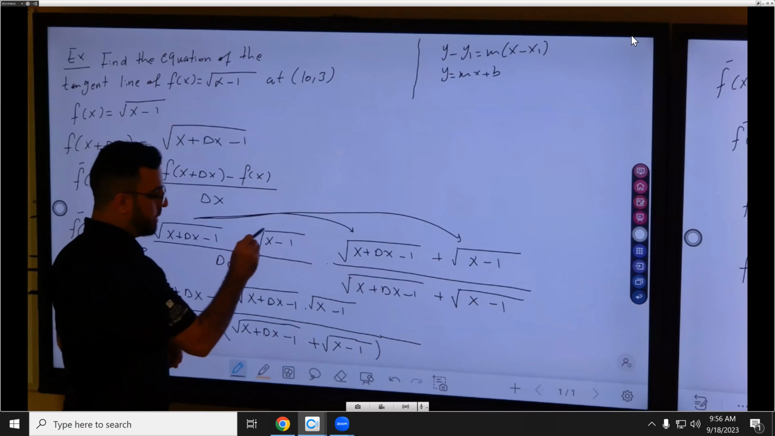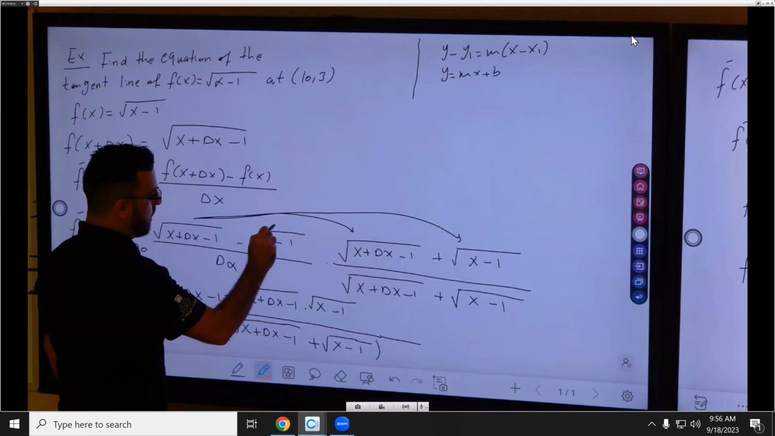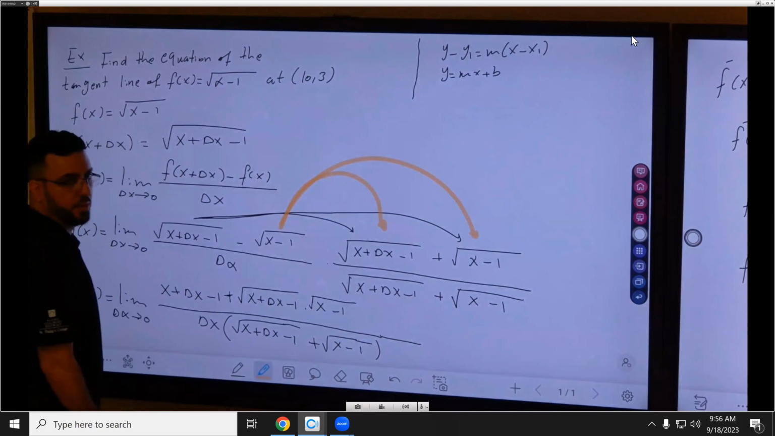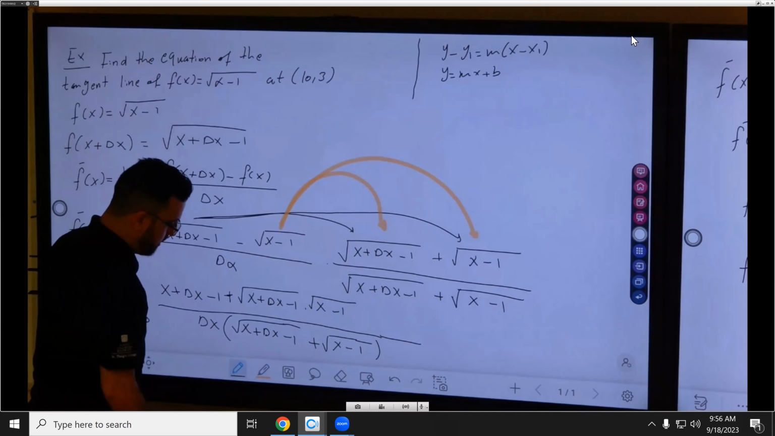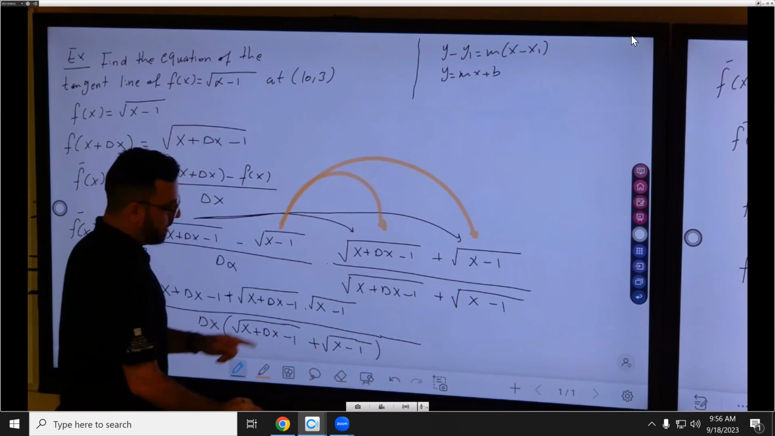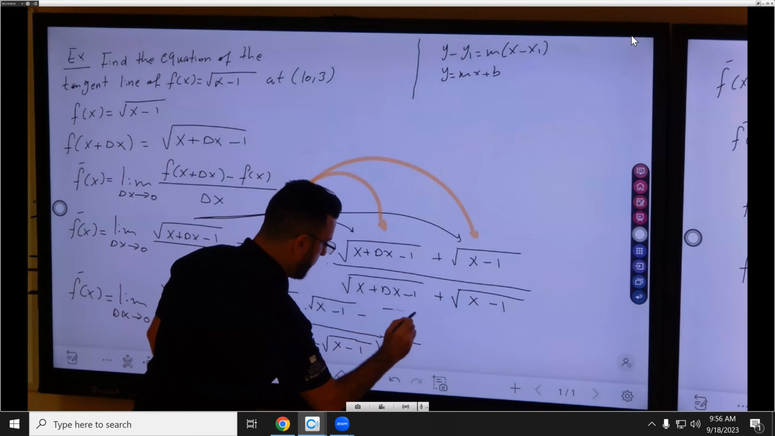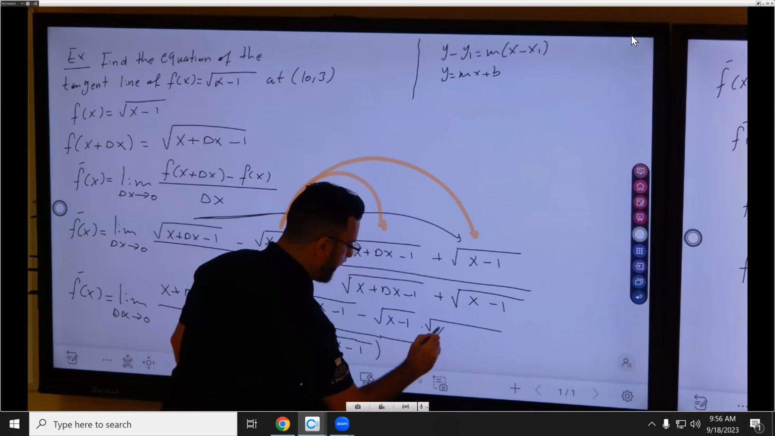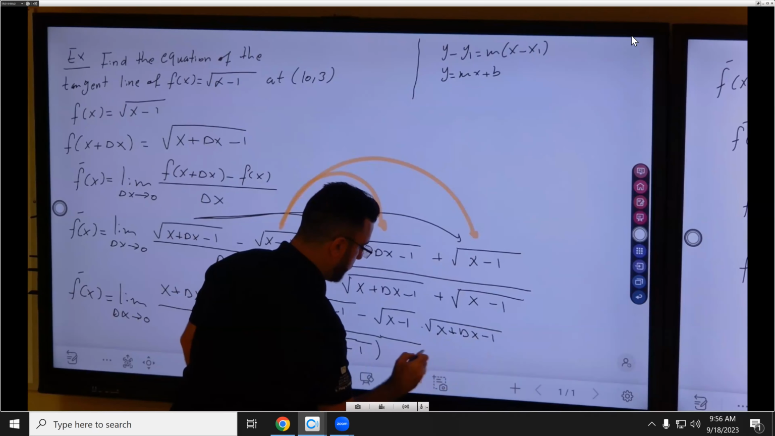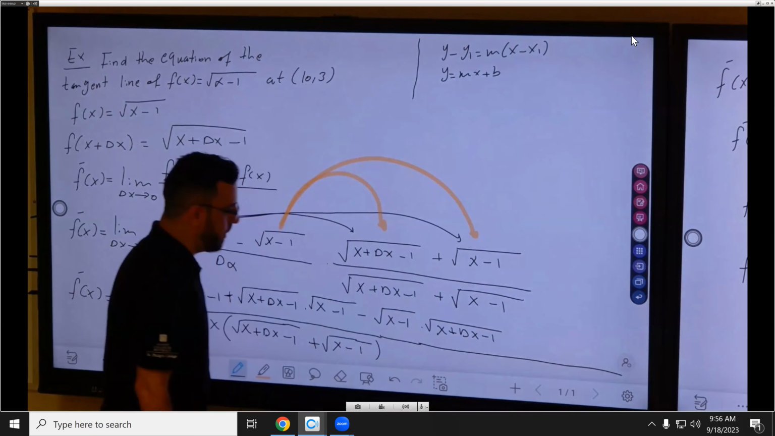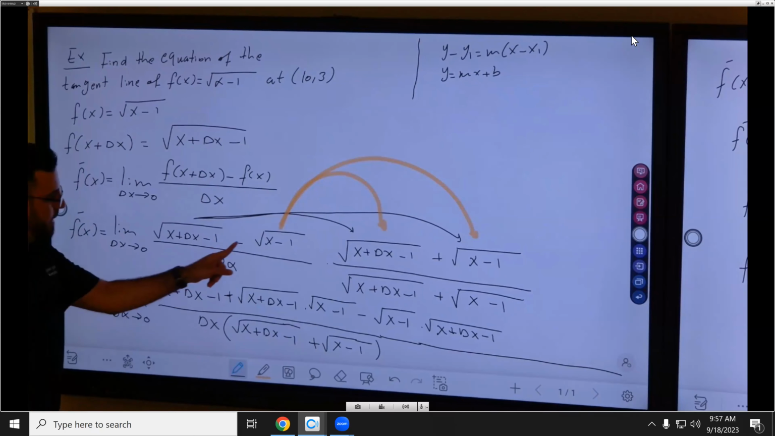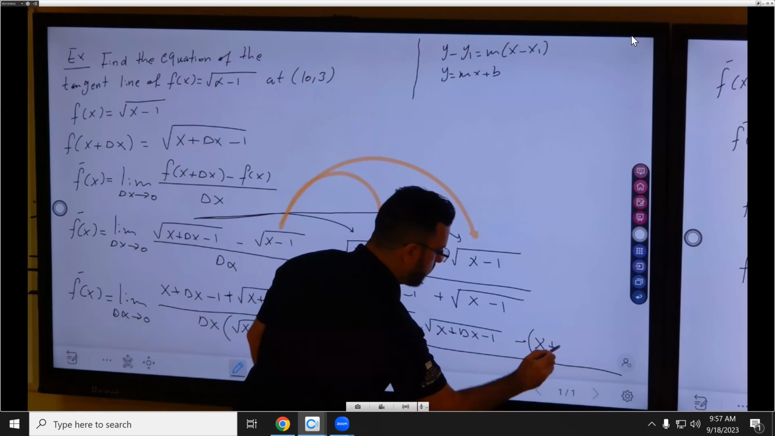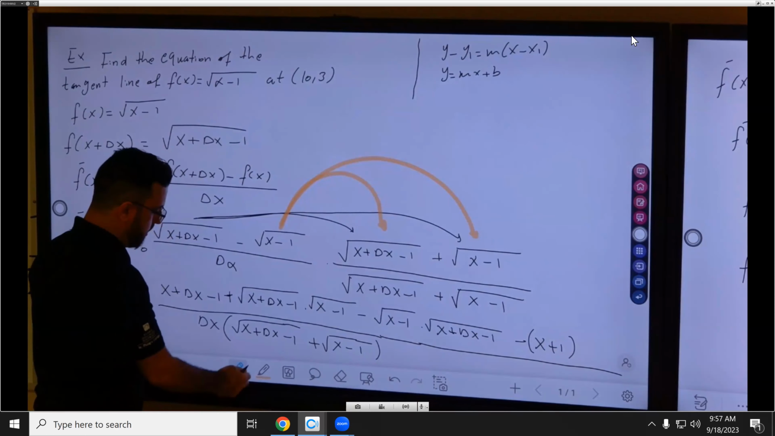Now we're going to go to the next one. We're going to multiply this one times this one times this one. You got it? So the next one is going to be minus square root of x minus 1 times square root of x plus delta x minus 1. Yes or no? The last part is going to be minus x plus 1. Be careful here.